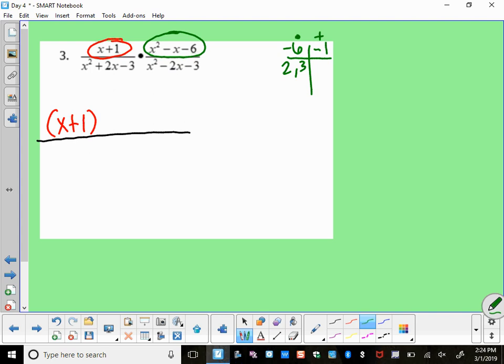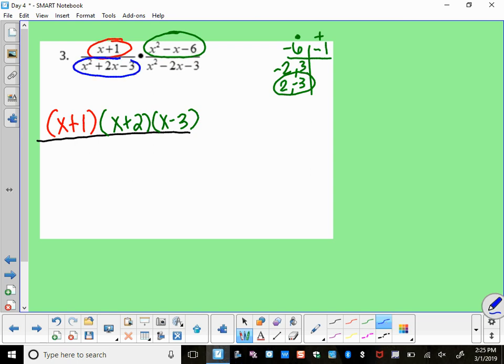If we have negative 2 and positive 3, or positive 2 and negative 3, if you add those together, which one gives you a negative 1? 2 and negative 3. So if we have 2 and negative 3, let's put those factors in. This is my shortcut. So I'm going to have x plus 2 times x minus 3, because that was my other factor. All good on the numerator?